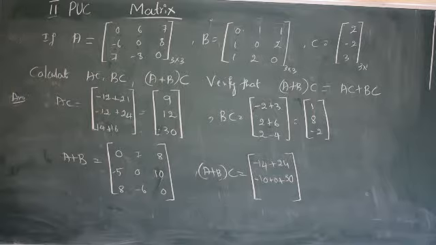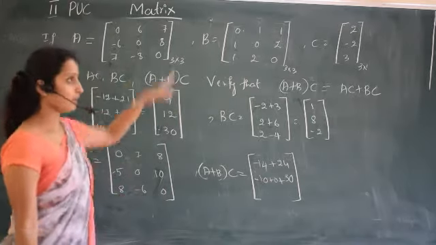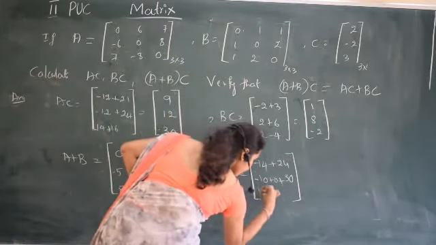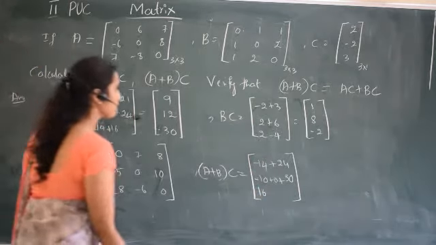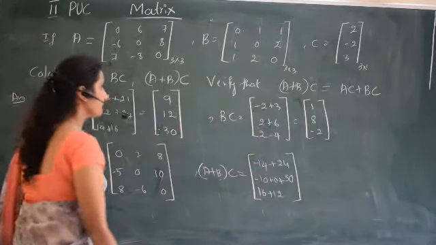Next, the last one: third row and first column. 8 into 2 is 16, then minus 6 into minus 2 is plus 12, then 0.